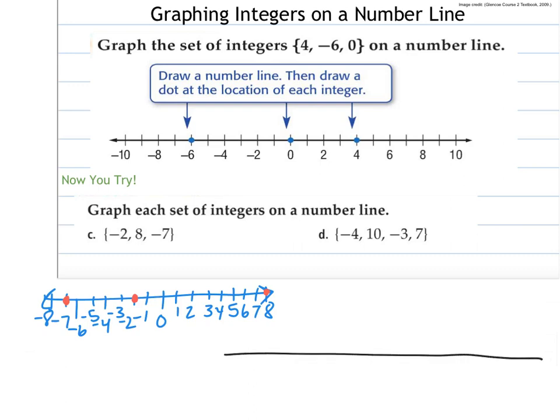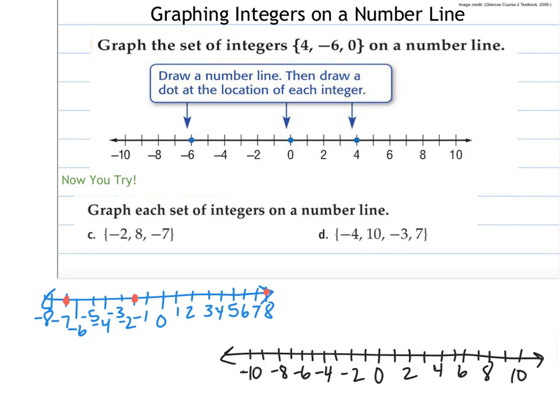All right, so I'm going to make a little bit bigger number line here. So this would be 0, 1, 2, 3, 4, 5, 6, 7, 8, 9, 10. And then the other direction, negative 1, negative 2, negative 3, negative 4, negative 5, negative 6, negative 7, negative 8, negative 9, negative 10. Numbering every other just to save a little space on there.